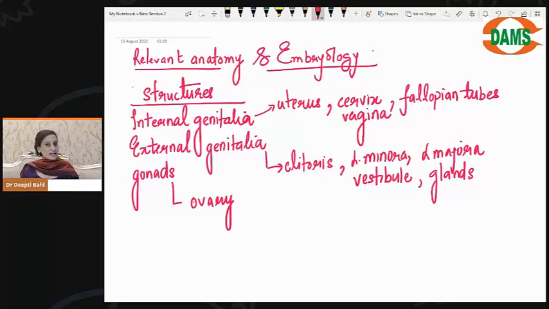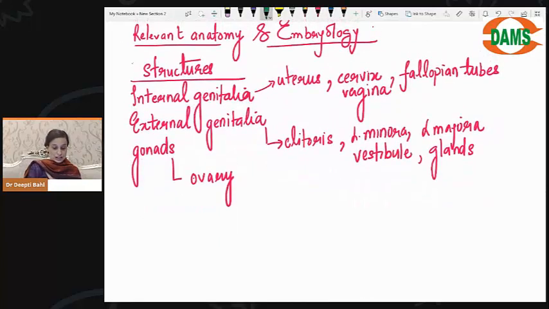This part of the class is very, very important. It comes under applied anatomy, and applied anatomy is super important when you talk about surgical branches. If you are in a surgical branch like gynecology, surgery, orthopedics, you have to definitely know about applied anatomy and embryology, because anything abnormal happening there would convert into pathologies. Now, we're going to first talk about internal genitalia.